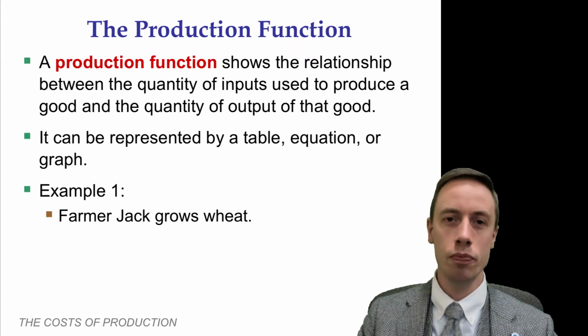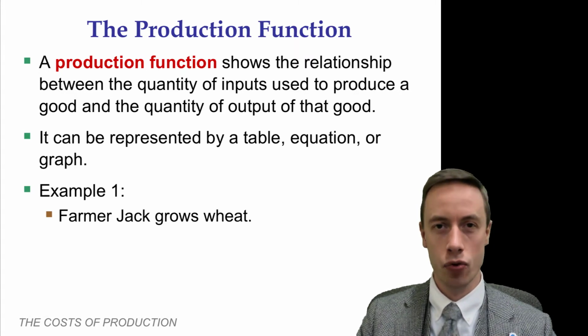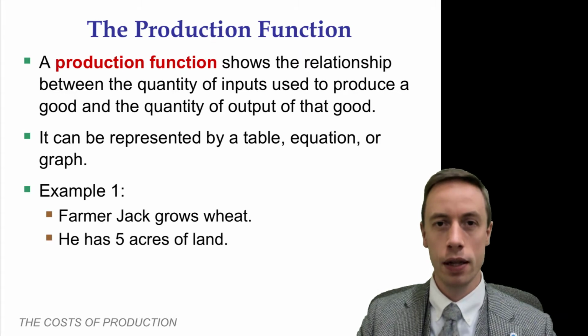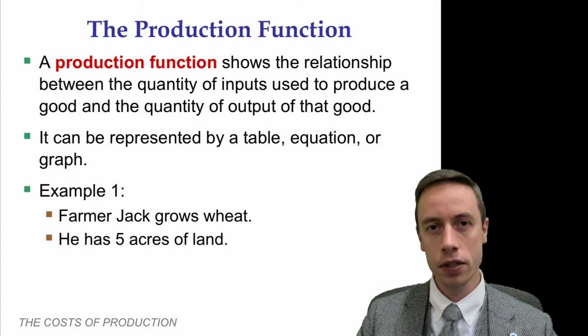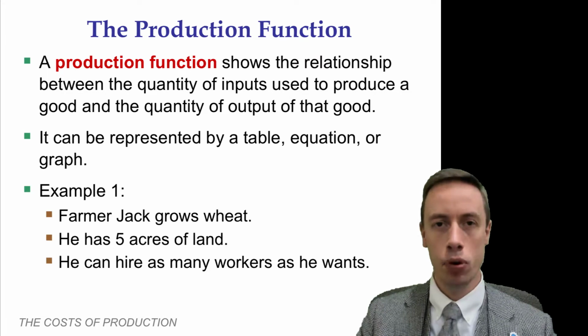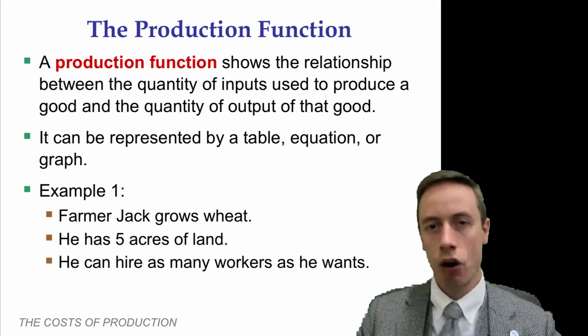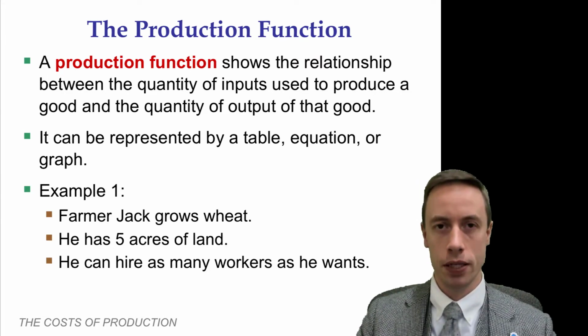and we'll assume that it only requires 2 things to grow wheat. Number 1, land, of which he has 5 acres, and number 2, employees, which he can hire as many of as he wants on a monthly basis.